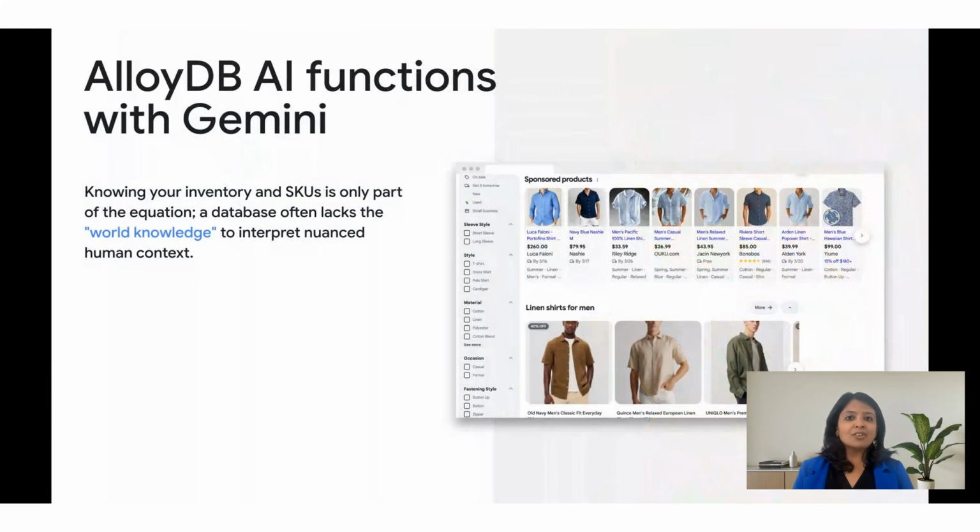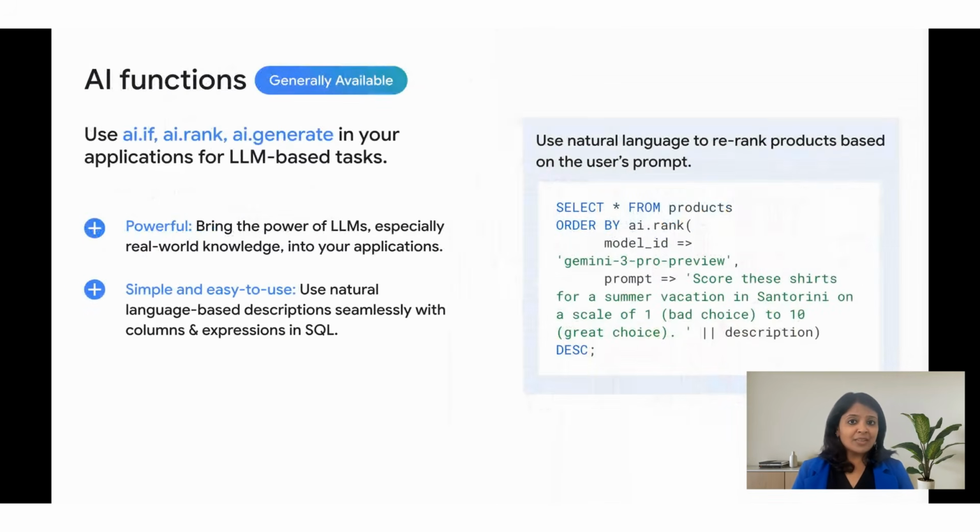Let me give you a concrete example. Let's assume you have a retail website and your customer searches for shirts for a summer vacation in Santorini. Your database might not know where Santorini is and what the weather is like there in summer. But Gemini has this knowledge. What you can do with AlloyDB is use hybrid search to return the top 1000 results.